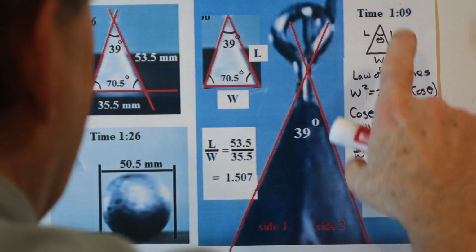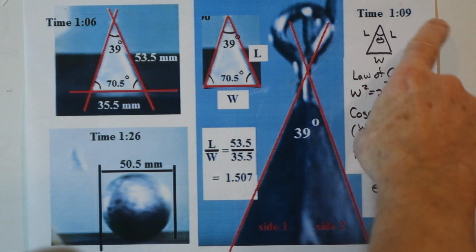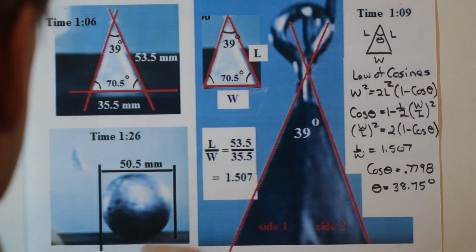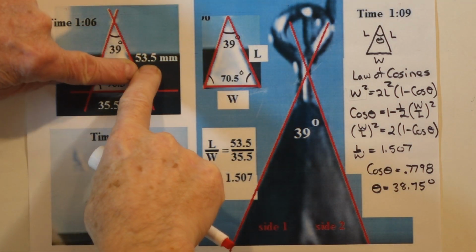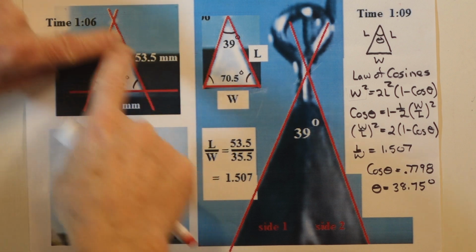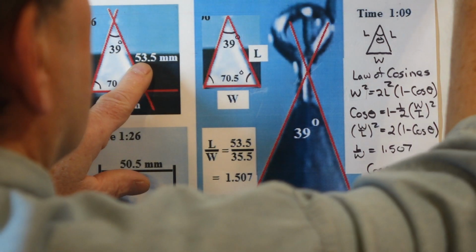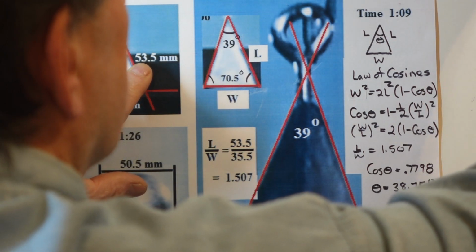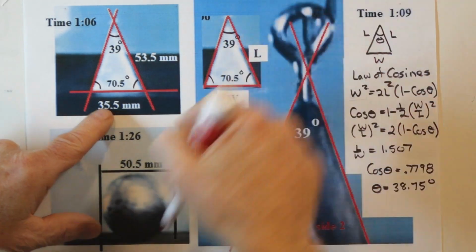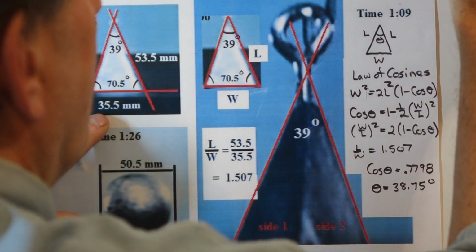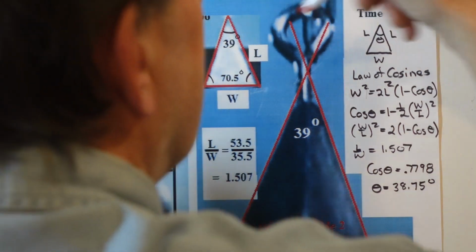Now, the way I got that is by using the law of cosines. I've measured the side length. Again, this isn't the actual physical dimension. The slope L in my picture is 53.5 millimeters, and the base width is 35.5 millimeters. So we can get the ratio of L to W, which is 53.5 over 35.5. All we care about are the ratios.